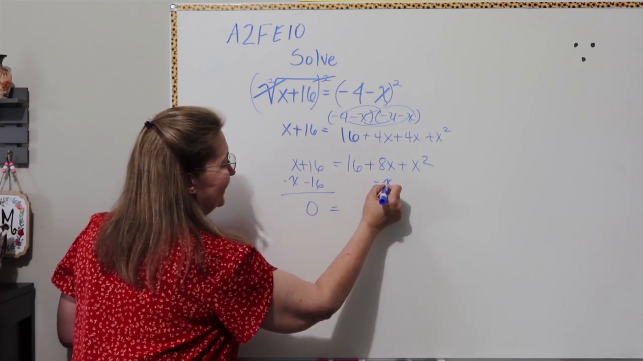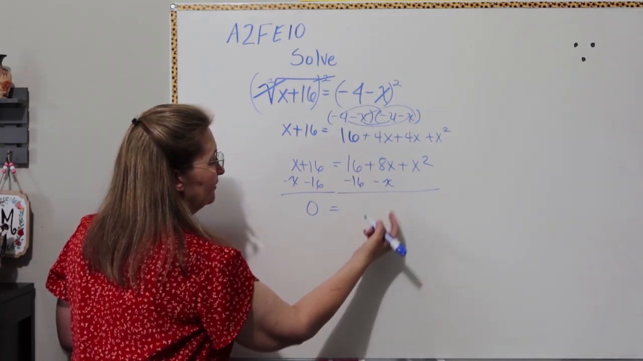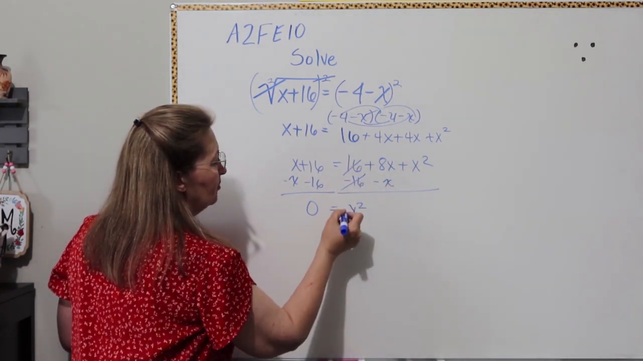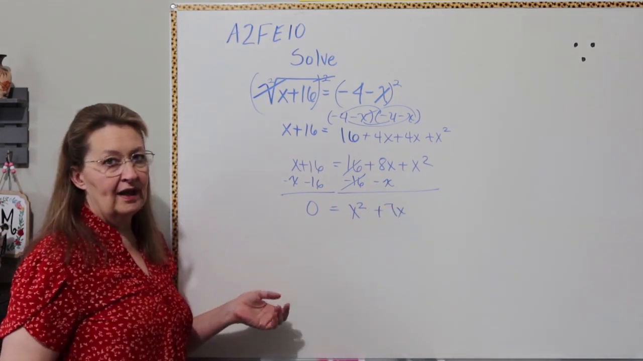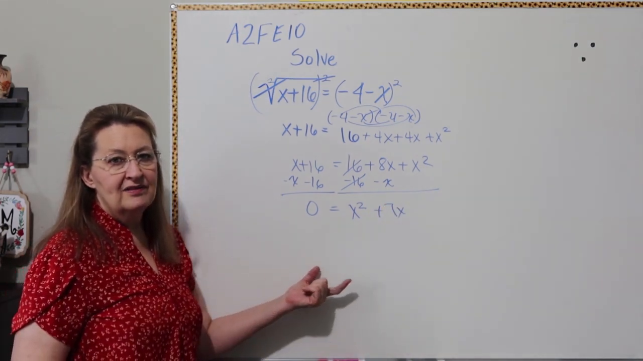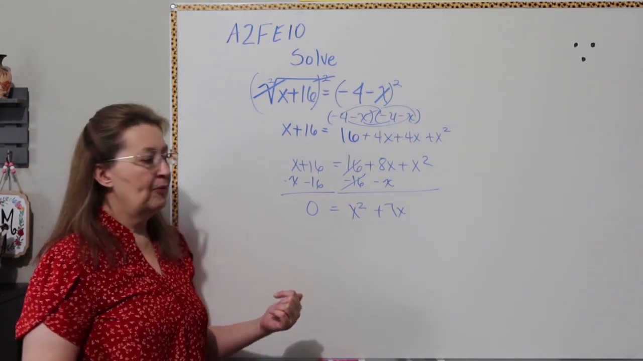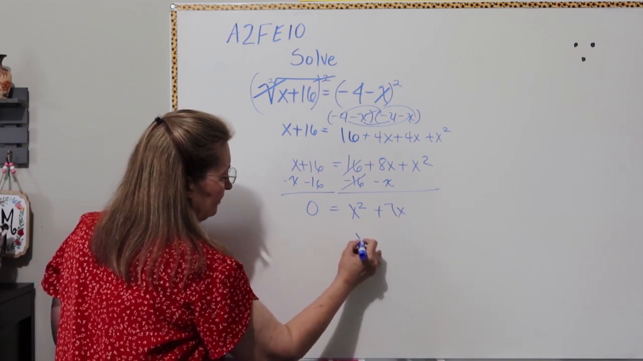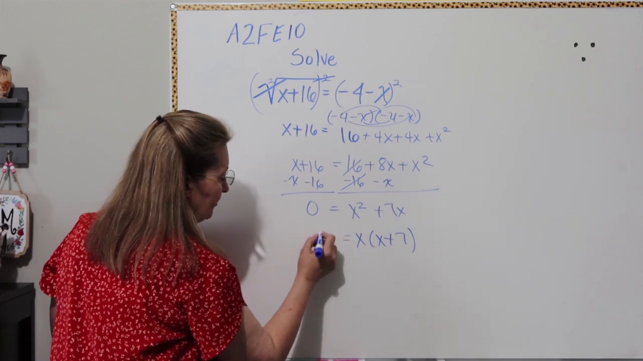But I'm going to subtract x and 16 from this side to get a 0. Now when I subtract x and 16 on this side, what I wind up with is I'm going to move my x squared to the front. These two make 0. Those subtract out to 7x. Now I do have my 0, and I can factor and then use the zero product property. So what's the greatest common factor between x squared and 7x? Well, that's going to be x. So now I have x plus 7.